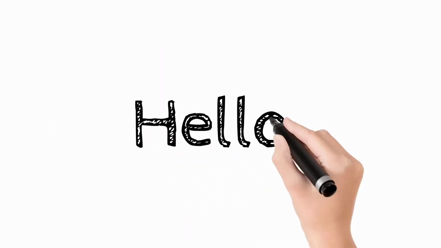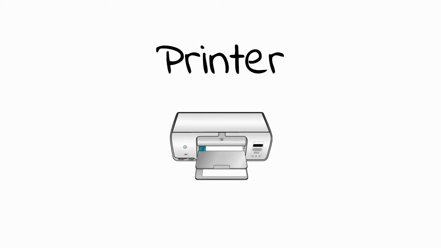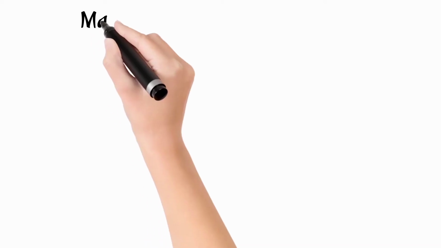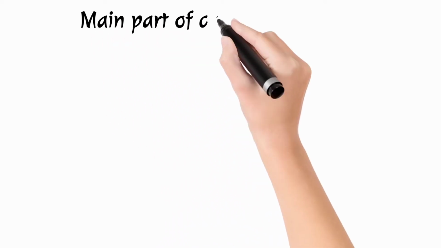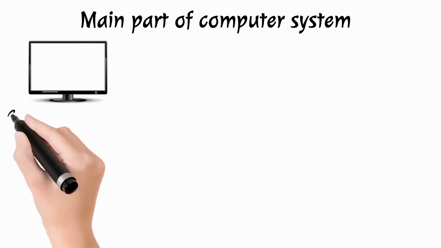Hello. In the previous video, we have studied the output device, which is called printer. In this video, we will discuss an output device, which is the main part of a computer system, and it is used for representing processed data. Yes, I am talking about the computer monitor.